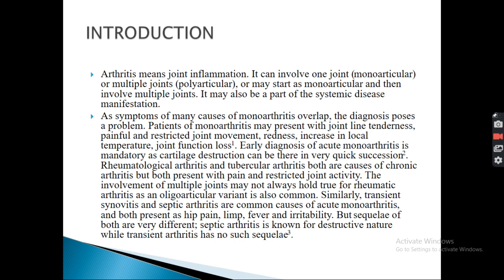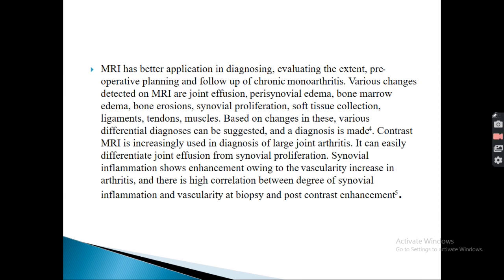The involvement of multiple joints may not always hold true for rheumatic arthritis, as an oligoarticular variant is also common. Similarly, transient synovitis and septic arthritis are common causes of acute monoarthritis, and both present as hip pain, limp, fever and irritability. But sequelae of both are very different. Septic arthritis is known for destructive nature, while transient arthritis has no such sequelae.